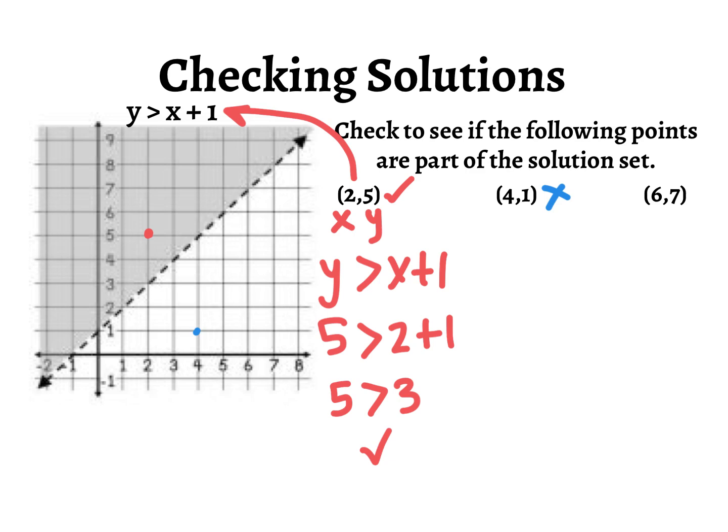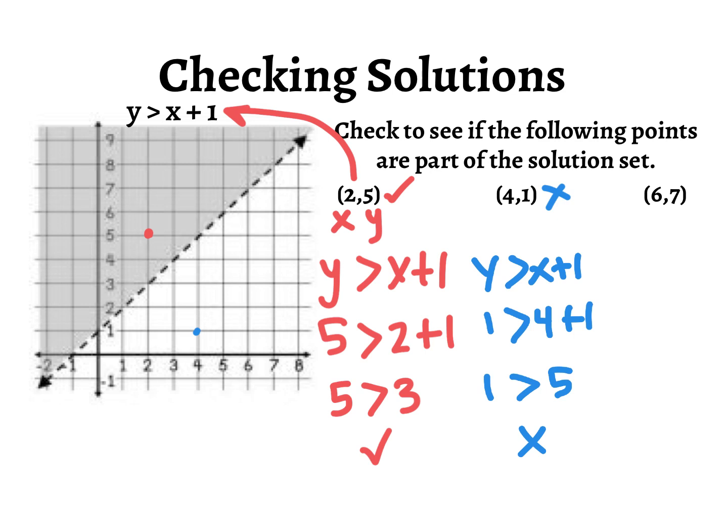Let's verify. I have the inequality y is greater than x plus 1. And I'm going to substitute. Let me clean this up a little bit. Y is greater than x plus 1. The y value here is 1. The x value is 4. Notice how 4 plus 1 is 5. Is 1 greater than 5? Absolutely not. Another way to check that this is not a solution set for this inequality: 1 is never greater than 5.